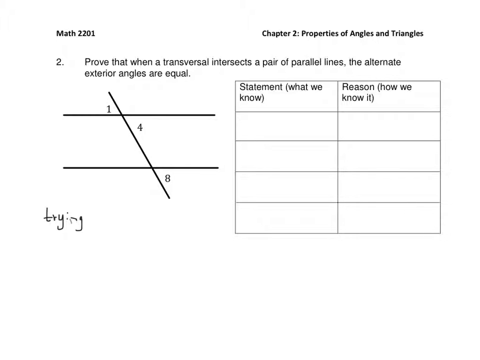We're trying to prove that the alternate exterior angles, which would be angle 1 and angle 8, so we're trying to prove angle 1 equals angle 8. So what can we prove angle 1 equal to? Basically, angle 1 equals angle 4 would be one possible thing we can say about angle 1 because they're vertically opposite angles.